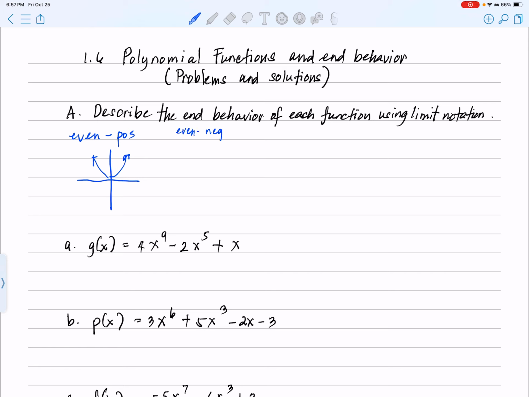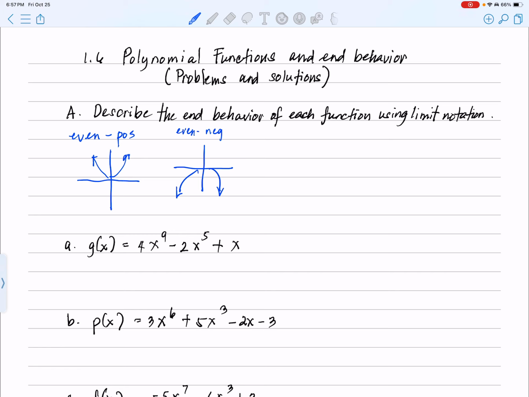So what does even and negative do when you look at it in the graph? That would be falls to left and falls to right. That means they are of the same direction. This will be just a guide so that you know how to write down the limit notation.